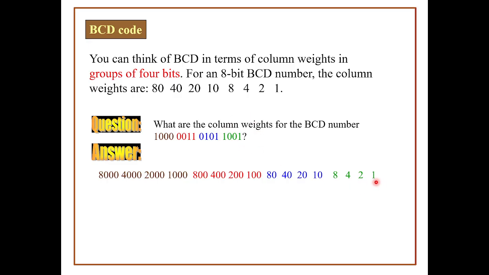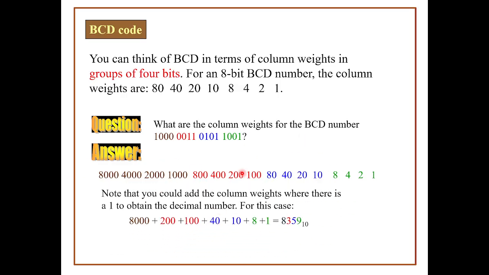So we can write as 1, 2, 4, and 8. 0101, we call it 10, 20, 40, and 80. This one, 100, 200, 400, 800, 1000, 2000, 4000, 8000. Now try to compare these bits and these decimal numbers. Okay, let's compare.